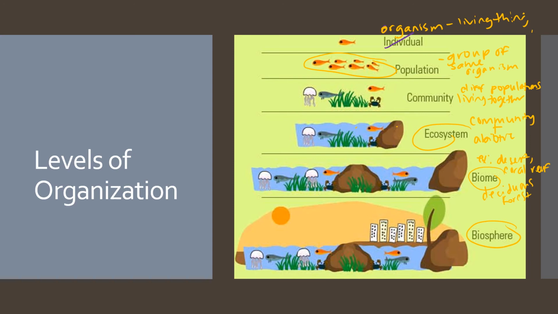And then the biosphere, now we're back to bio again. Life, so it's the living sphere. So it's basically all the living things on Earth. So when we're looking at ecosystems, we can kind of break it down and figure out what communities, populations, and organisms live there.